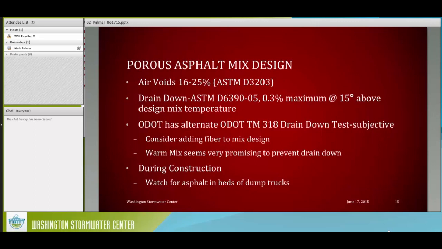Also, warm mix has been shown to be a very good measure for preventing drain down. The lower temperature of the asphalt is allowing it to stay on the rock better than having it at the higher temperatures. It also seems to place better. So warm mix seems to be a way to go. In fact, the city of Puyallup will be doing warm mix on future porous asphalt projects.